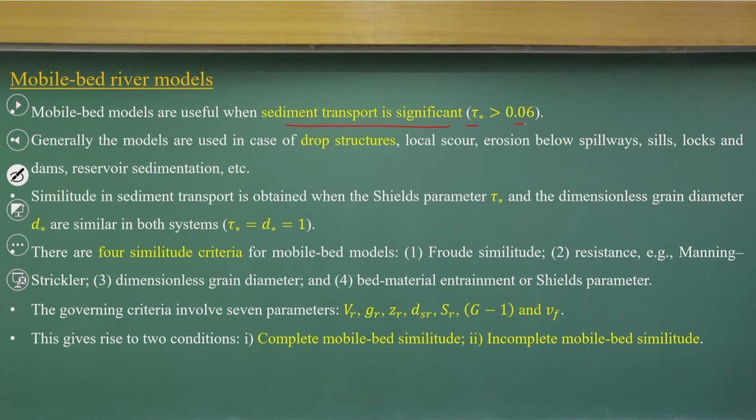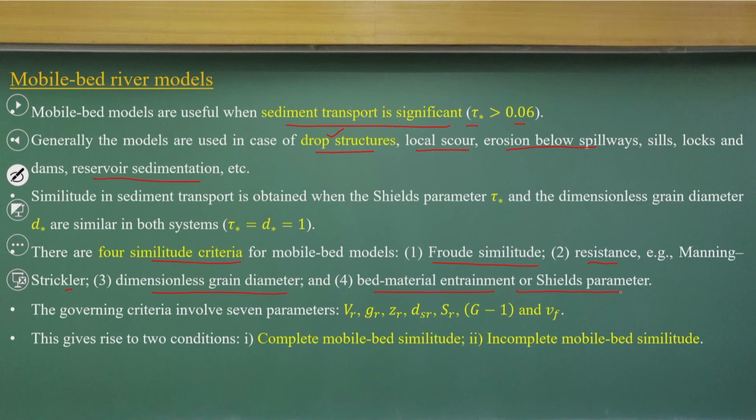Okay, those are the conditions. That is what is necessary for local scour, erosion below the spillway, locks, dams, and reservoir sedimentation. For those studies, we should go for a mobile bed. When you do these, the similitude criteria are Froude similitude, resistance similitude, that is the Manning-Strickler formula, dimensionless grain diameter, and bed material entrainment or silt parameters.